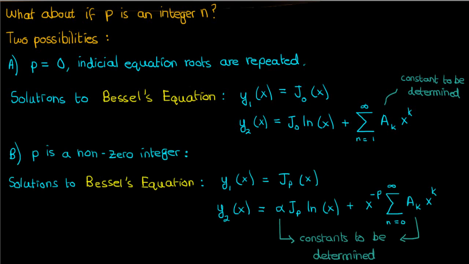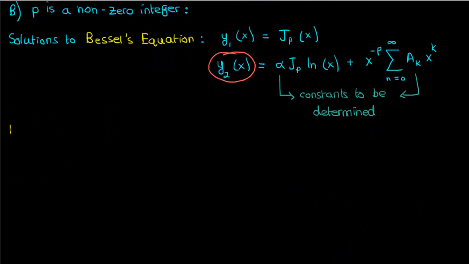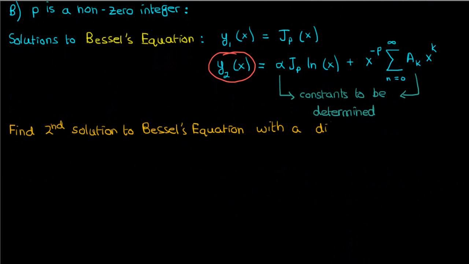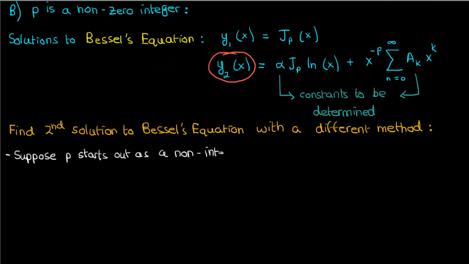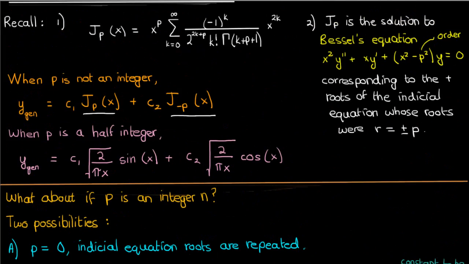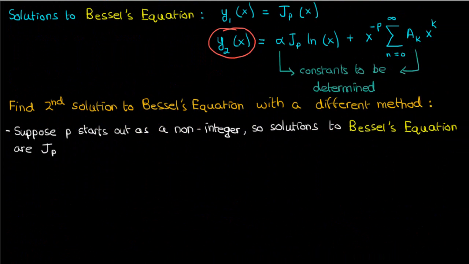So if we want to find the Bessel function of the second kind, we could just take these y2's, plug them back into the differential equation, and solve for the unknown constants. But most books don't do this. They find or define the Bessel function of the second kind using a slightly different method. They start by supposing that the order of the Bessel function, the p, is a non-integer. In that case, we know that the solutions to Bessel's equation are just J_p and J_negative p as we said above.